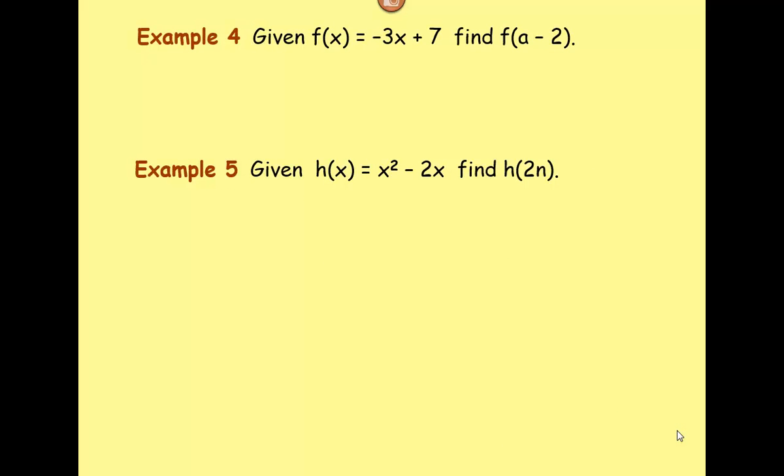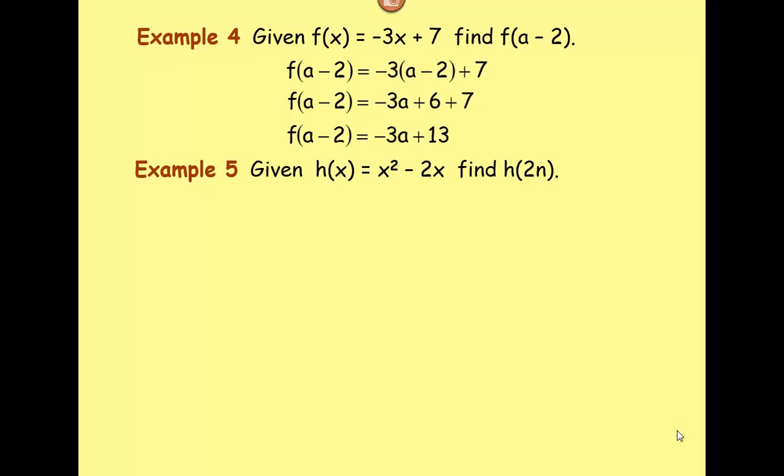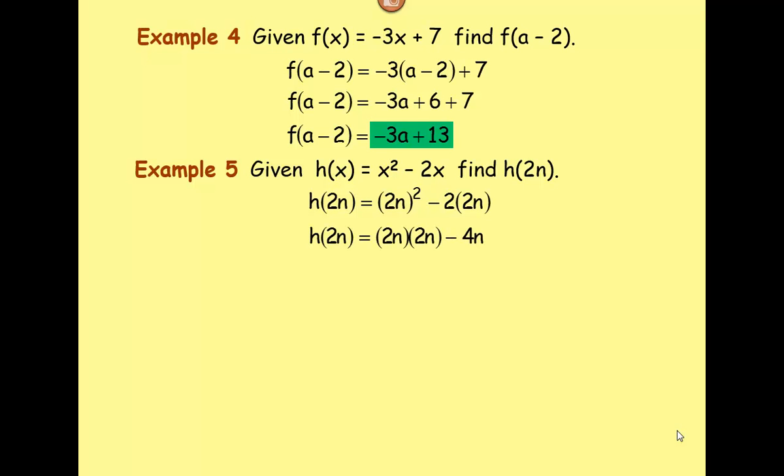Here's 2 more examples. If we substitute in a minus 2 anywhere we see x, we know that the left-hand side is done, so we're going to just leave it alone. The right-hand side will do our distributive property. Now we do our simplification. Example 5. Do the same thing. Left-hand side stays the same. We're all done with that. We multiply out, and there's our answer.